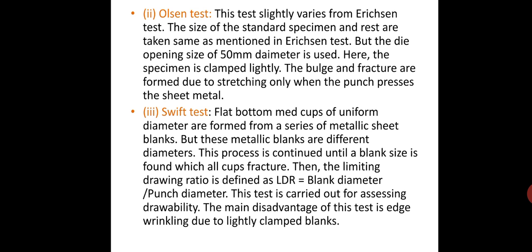The Swift test is mainly for assessing the drawability of the sheet metal. The main disadvantage of the test is the edge wrinkling due to the lightly clamped blanks. The Swift test is for finding the drawability of the sheet metal in the working condition.